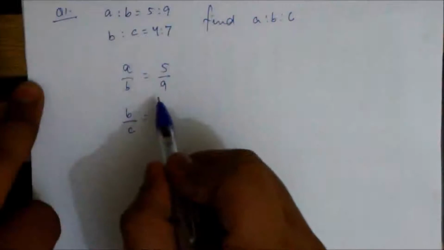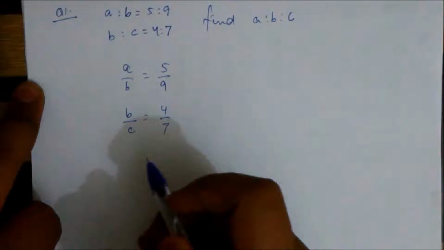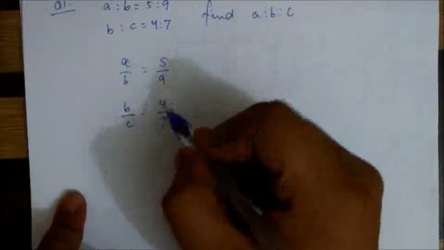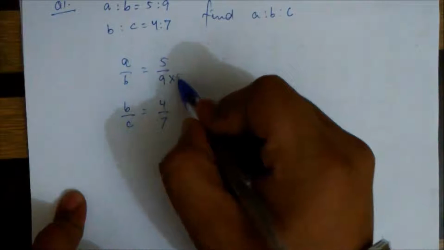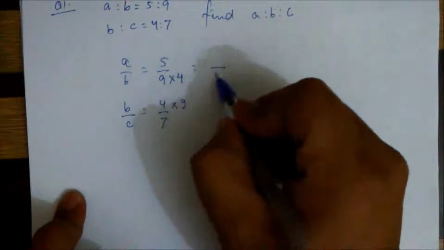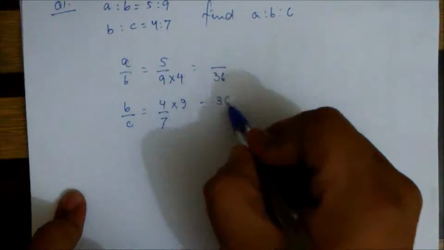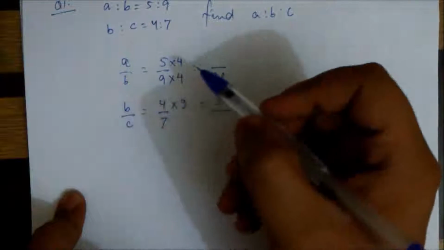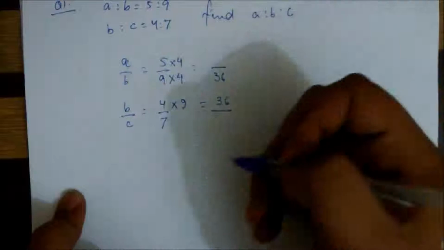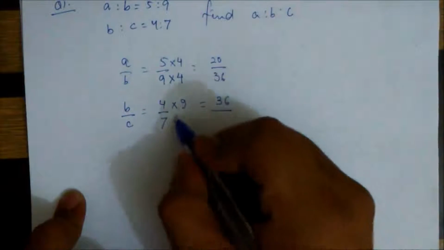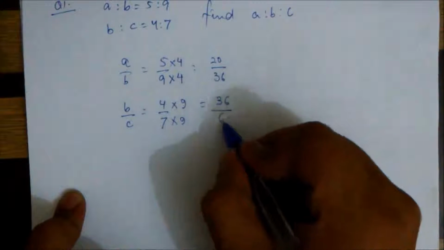Now we can see here that this B has 9 and this B has 4. So we know a formula, or we can solve it simply by logic, by multiplying this by 4 and multiplying this by 9. So in both cases we'll get B as 36 as common, so that we can differentiate. And multiplying the same number in both denominator and numerator will make no difference. So it will be 20 by 36 and 36 by 63.